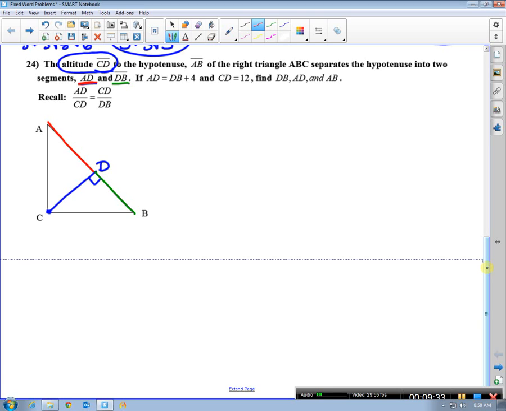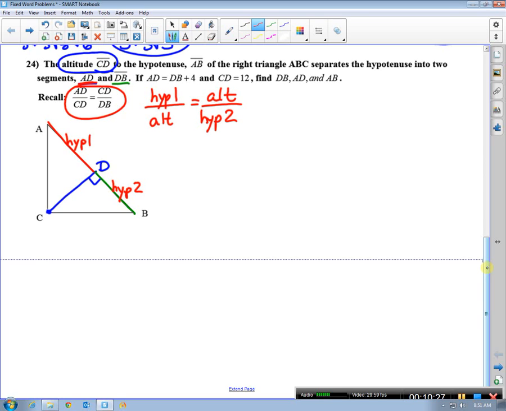Then the word problem says, if AD equals DB plus 4 and CD equals 12, find DB, AD, and AB. And the theorem that we're going to use here is the theorem where the altitude to the hypotenuse is the mean proportional between the segments of the hypotenuse. So when I was in school, we called this hypotenuse section 1 and hypotenuse section 2. And AD then is hypotenuse 1 is to the altitude as the altitude is to hypotenuse section 2. Your teacher probably did something like that.